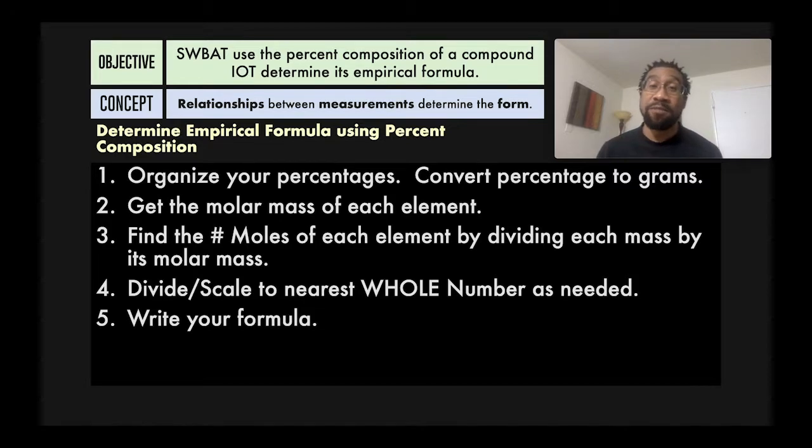Then we're going to get the molar mass of each element. Next, we'll find the number of moles by dividing each element's mass by its molar mass. That comes from the periodic table, all right? Then we're going to divide and scale to the nearest whole number as needed. And then we'll finally use those whole numbers to write our empirical formula. So let's get started, shall we?